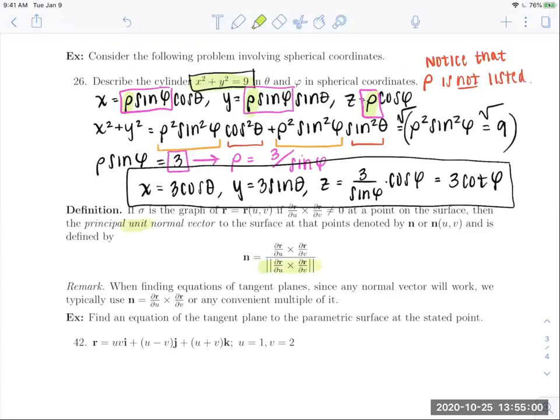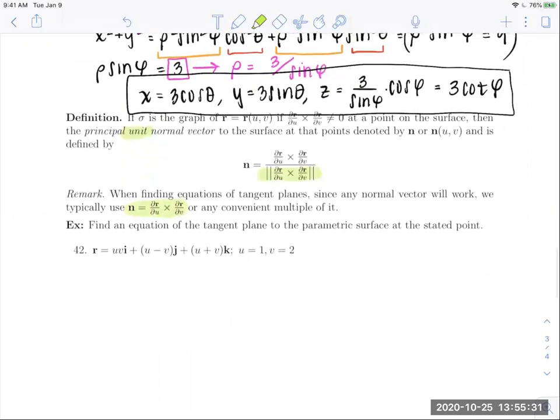Now remember, this is the principal unit normal vector, which is why we're dividing by the magnitude to make it of unit length. I have a remark immediately following that says, look, if we're just finding equations of tangent planes or things where we need normal vectors, who cares if it's unit or not? We just want a normal vector. So you can take any scalar multiple of this principal unit normal vector, and that'll suffice. So typically, we're going to just leave off the division by the magnitude and just work with the cross product of those 2 partials.